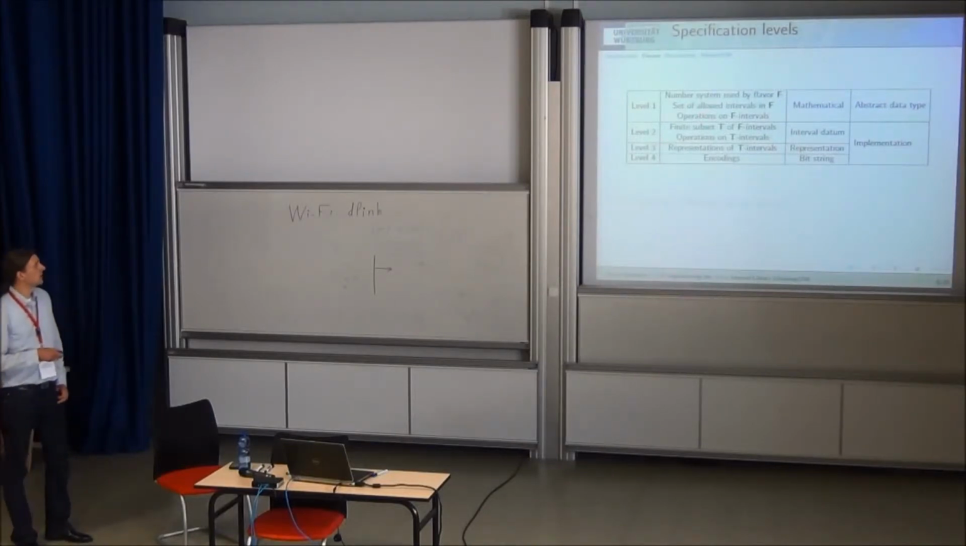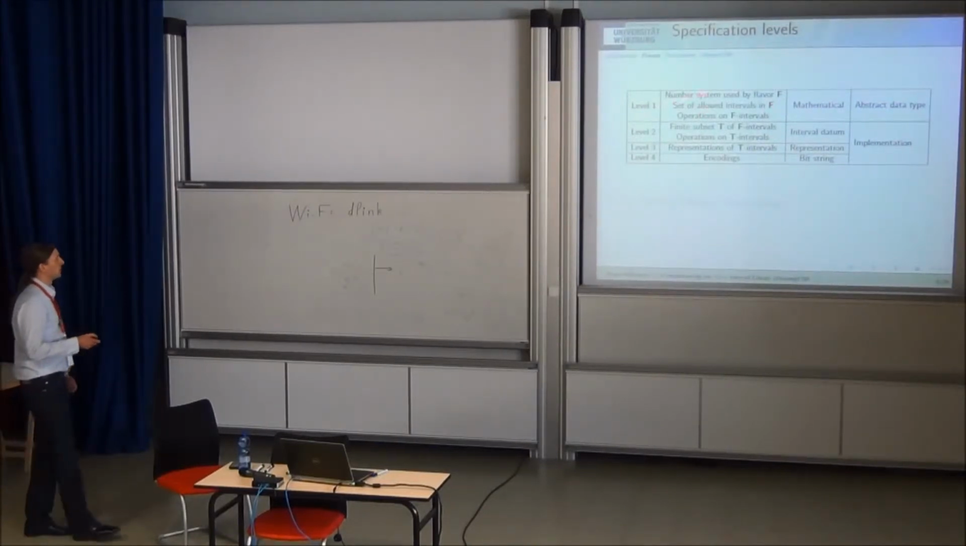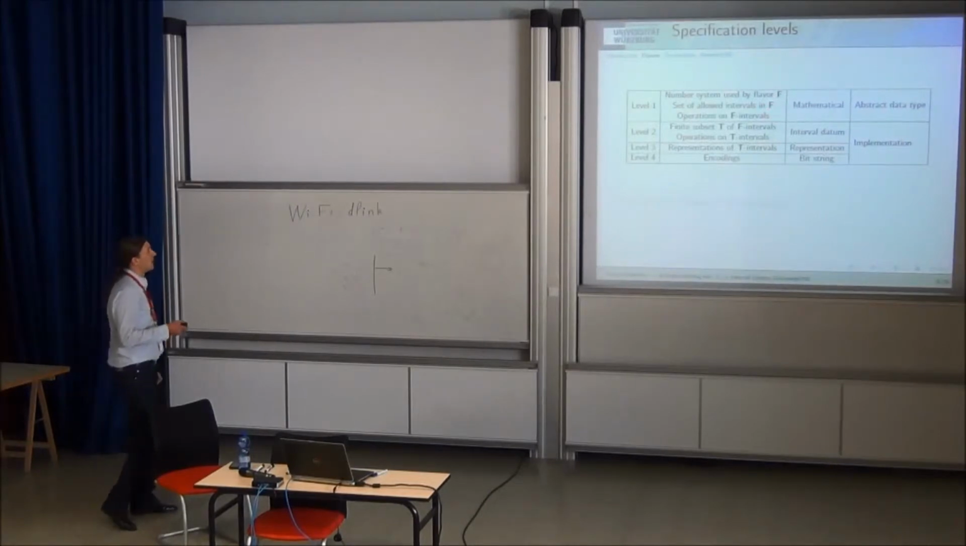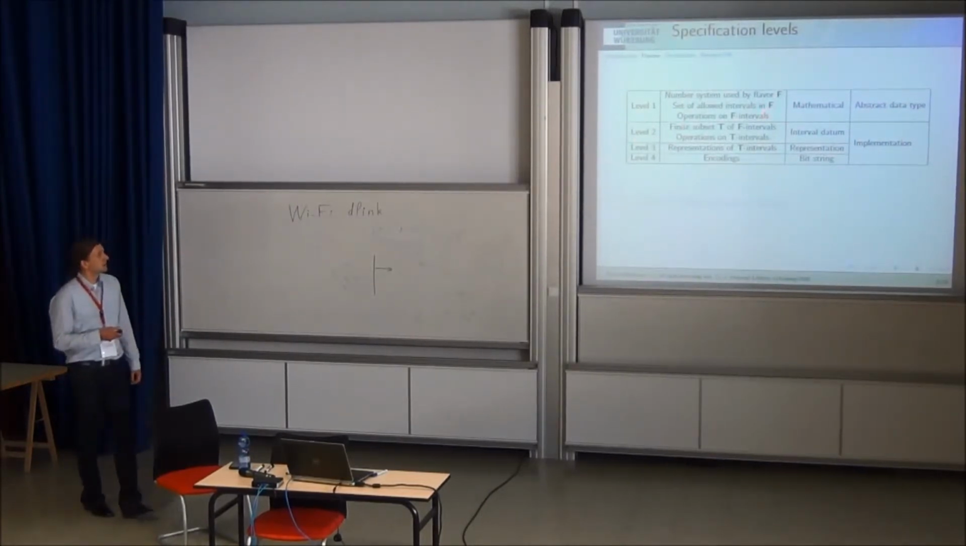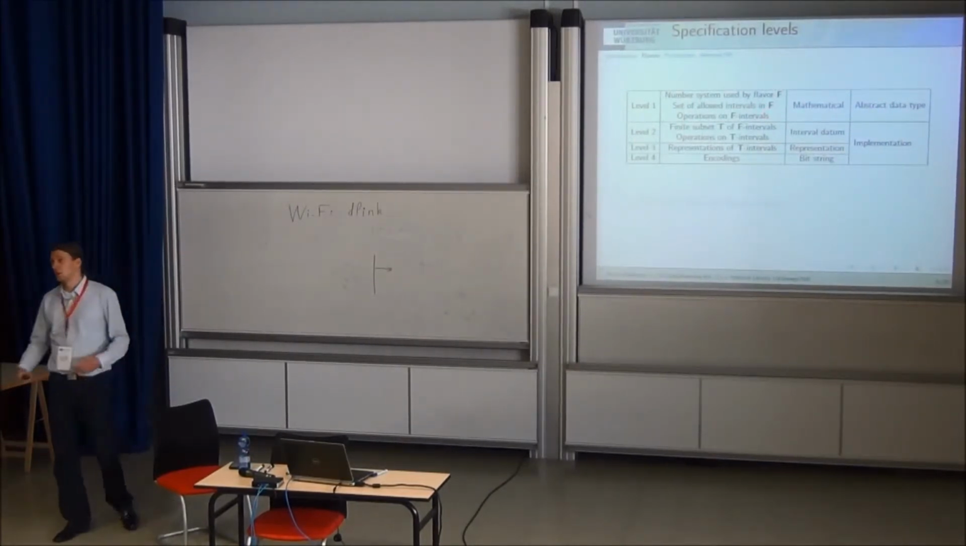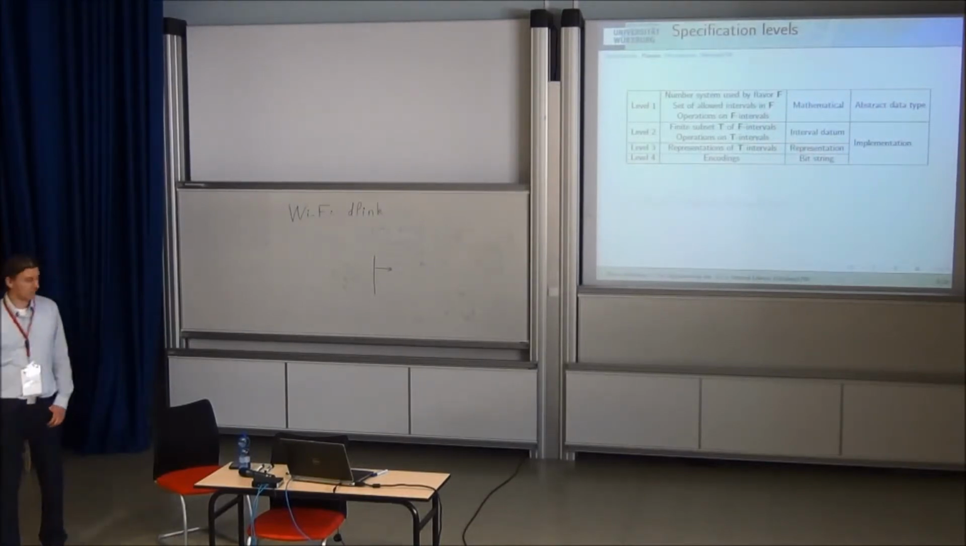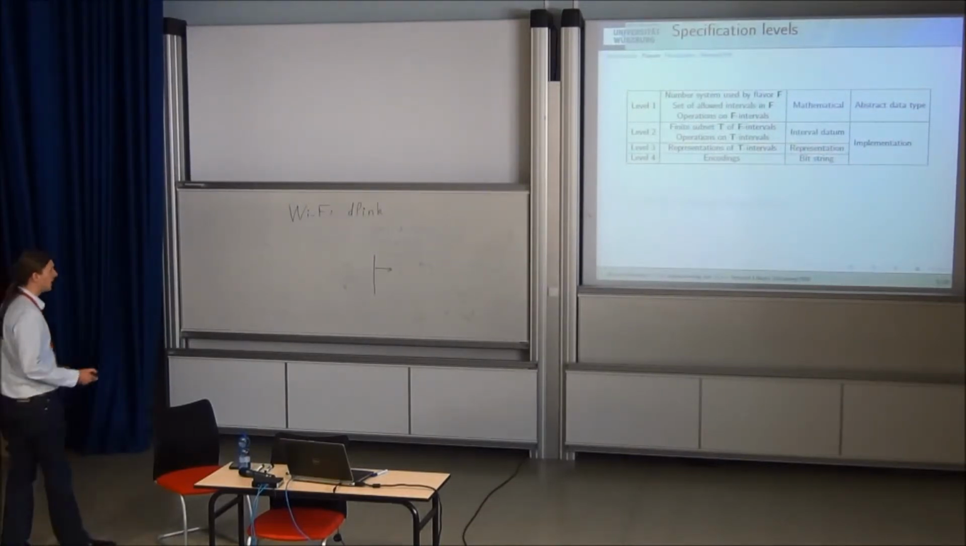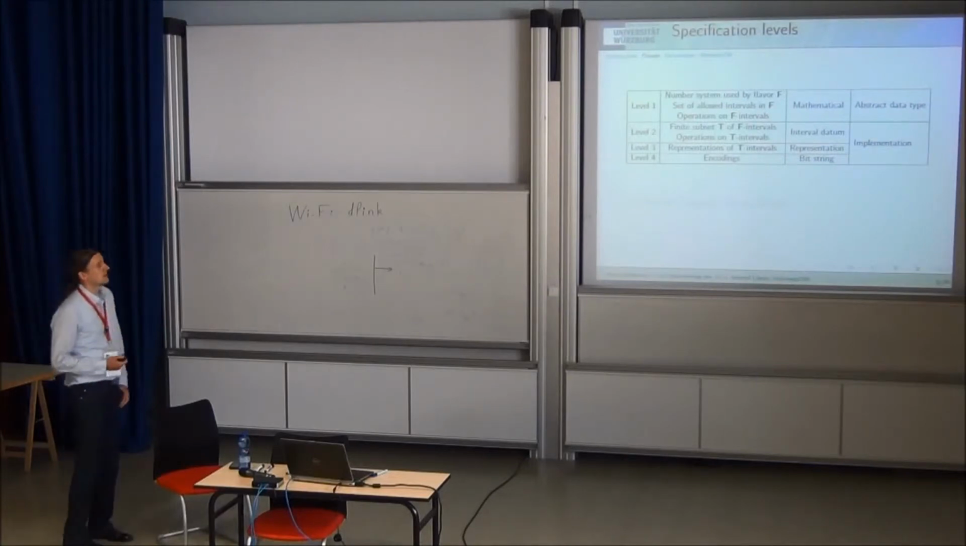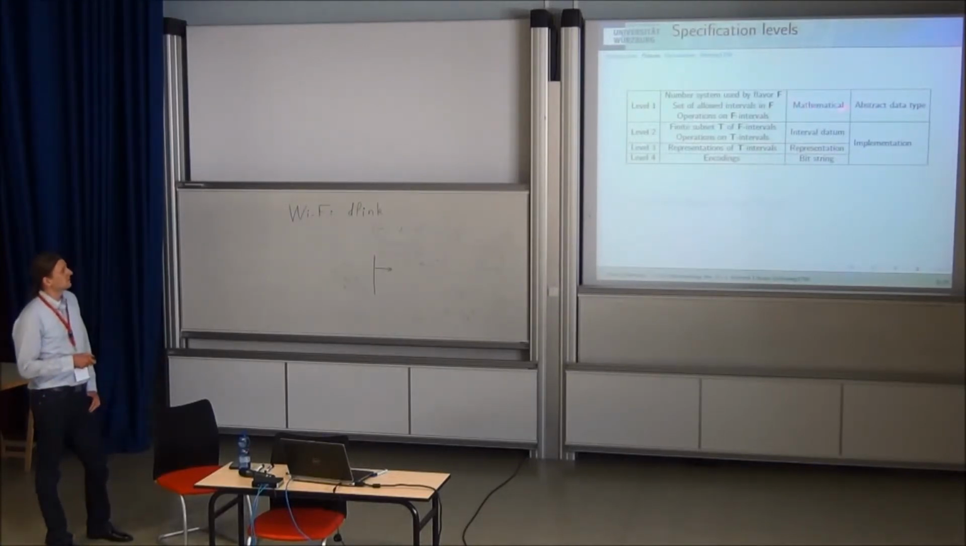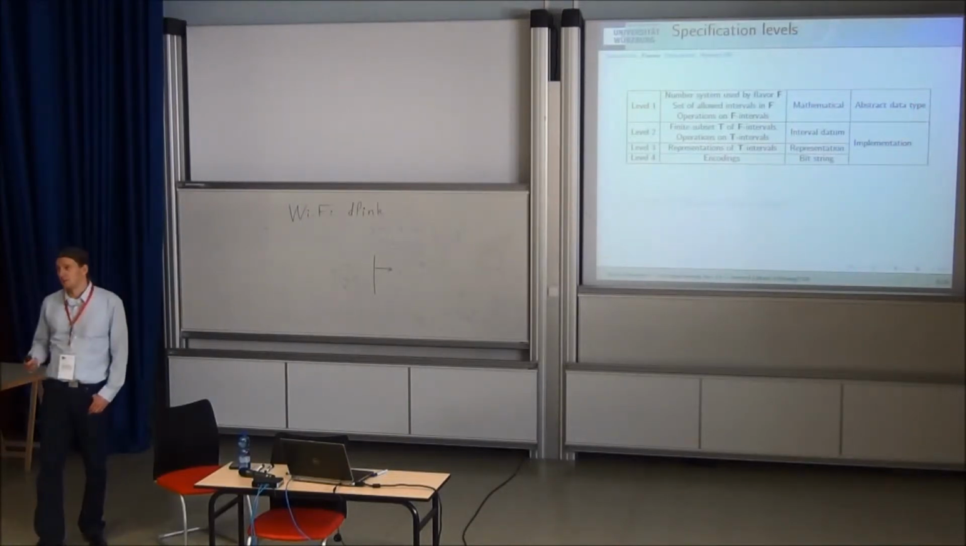So level 1 is the mathematical level, which specifies the number system of a flavor, the allowed intervals in this flavor, and the operations of the intervals. And for software design or software technique, a programmer would call this an abstract data type.